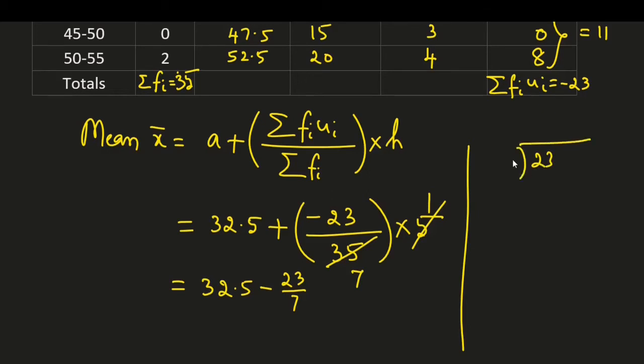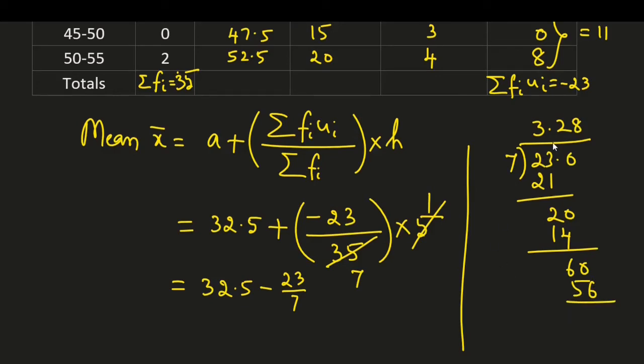Let us divide 23 by 7 and find the value. This is 3 times. So here it is point. We are getting 20. So 2 times 14, 60. Then 8 times is 6. So let us take it as 3.28.